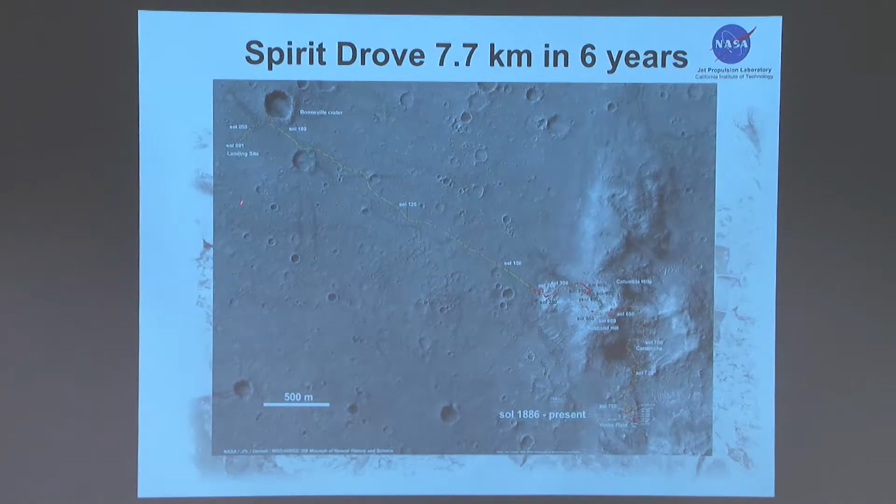And this is the drive path for the Spirit rover. It landed here and drove all the way to Dawn, and it took 6 years. And if you check, this is just a couple of miles. So you can ask, if this is the place you want to explore, why don't you land here?